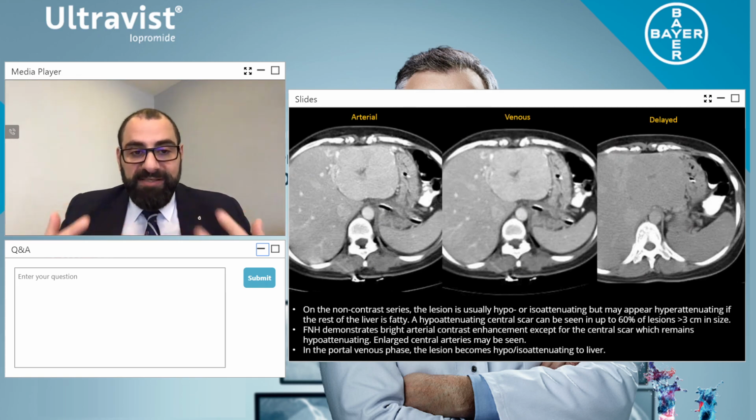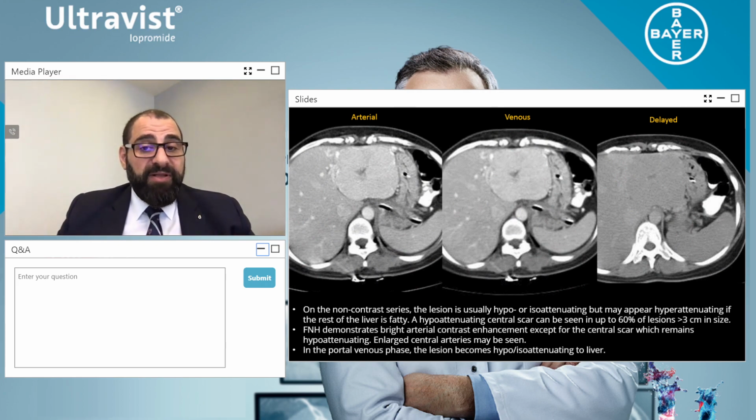There is almost the same filling because it's slow filling. And then in the delayed phase, it completely washes out. What's more important, you have a small necrotic area in the center. This does not affect at all whether this is benign or not. But because of the small necrotic center, you know that this is benign, whereas malignant lesions have a large necrotic center.